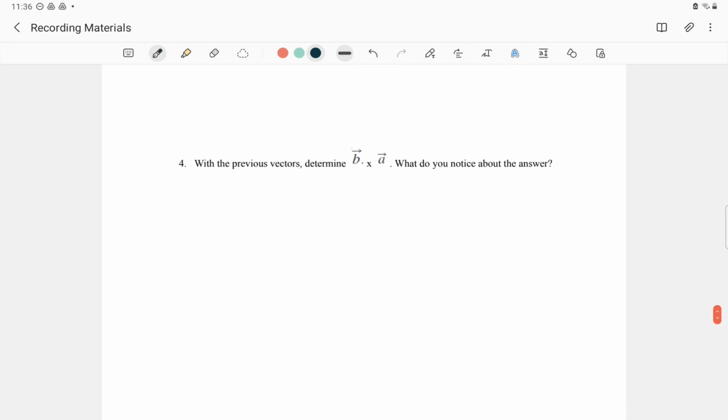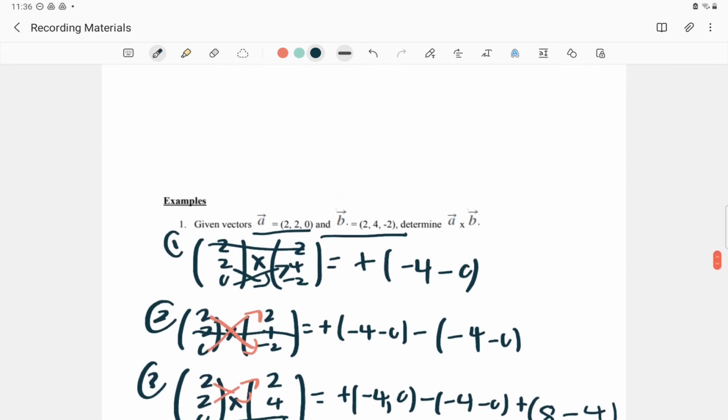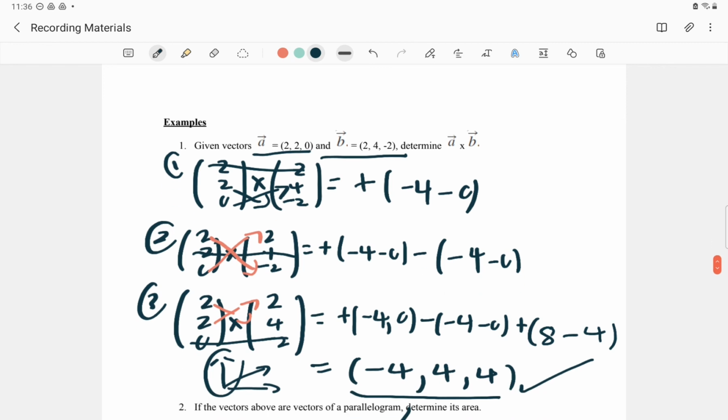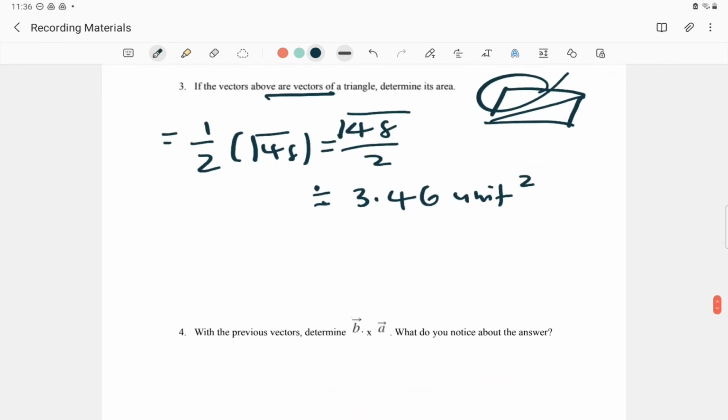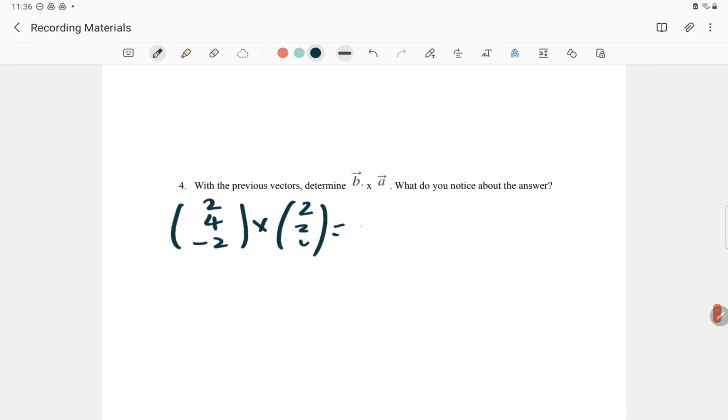So moving on to the fourth question. With the previous vectors, determine vector B cross vector A. And what do you notice about the answer? So vector A was 2, 2, 0 and vector B was 2, 4, negative 2. So this time it will be 2, 4, negative 2 times 2, 2, 0. And it will be equal to the same thing as we did before.